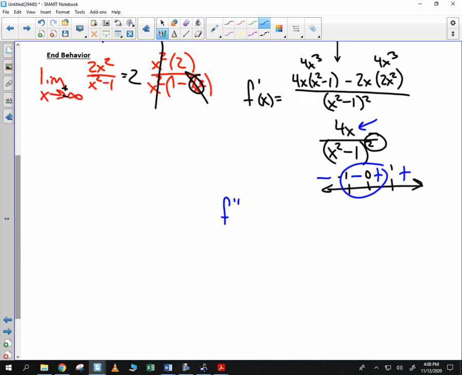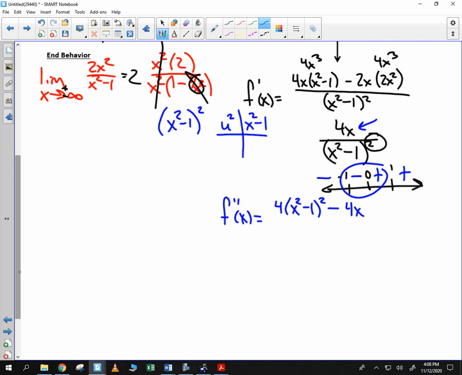F double prime, we take the derivative of the top, and we get 4 times x squared minus 1 quantity squared minus the top times the derivative of the bottom. You take the derivative of the bottom. What you need to do is set up the chain rule. U squared, x squared minus 1. Derivative is 2x and 2u. So I get 4x times x squared minus 1. So 4x times x squared minus 1, all over x squared minus 1 raised to the 4th power.